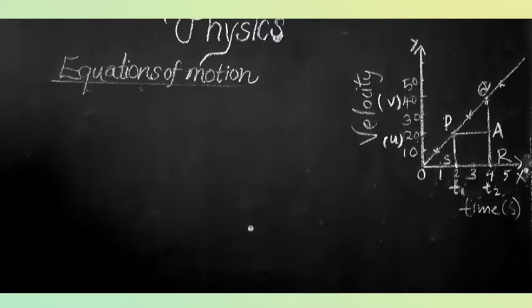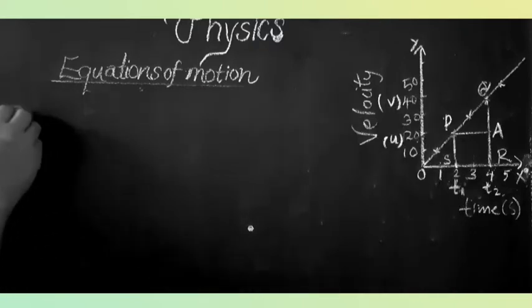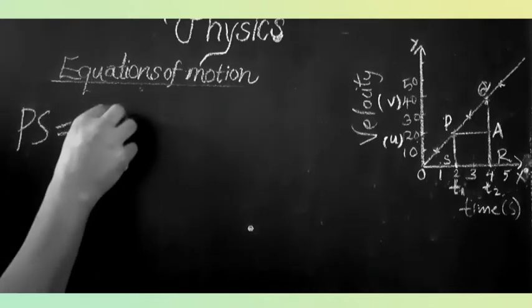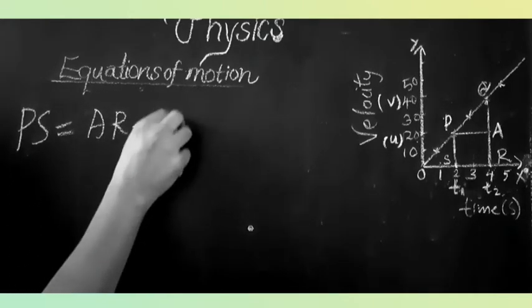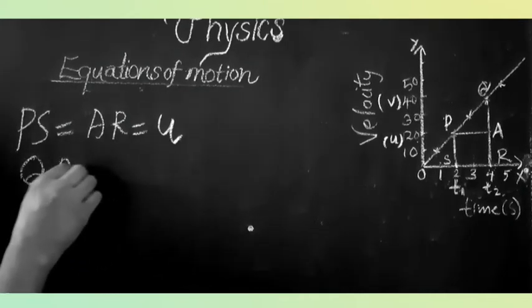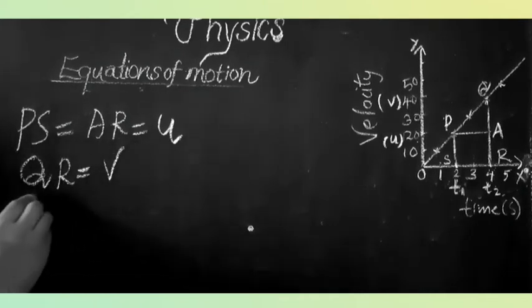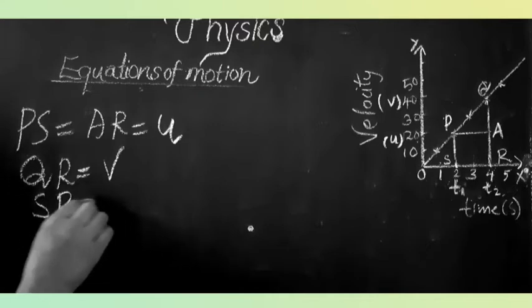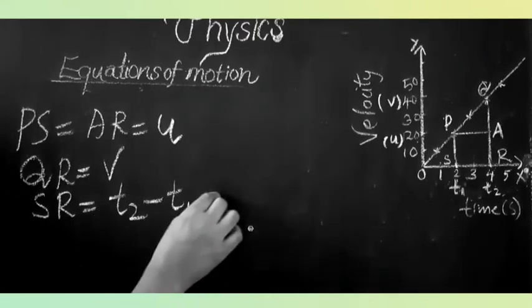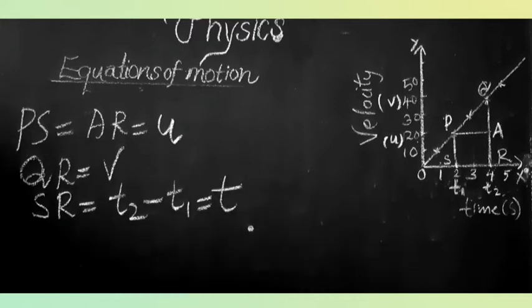Now let us see all these things. PS is equal to AR, which is equal to u. QR is equal to v. SR is equal to t2 minus t1, which is equal to t.